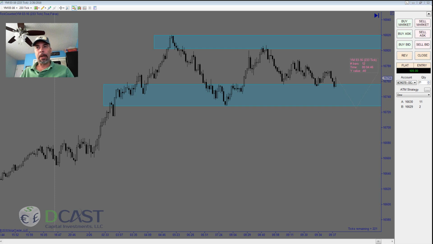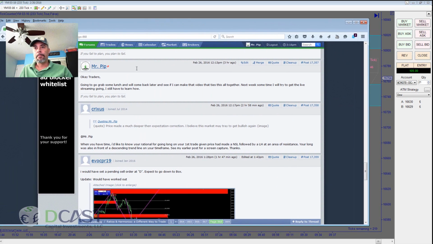So turning our attention back to the chart here, and a question that was asked, I'm going to bring that in. It says, "Mr. Pip, when you have time, I'd like to know your rationale for going long on your first trade given the price had made a new structural low followed by a lower high in an area of resistance. Your long was also in front of a descending trend line on your time frame. See my earlier post for a screen capture."